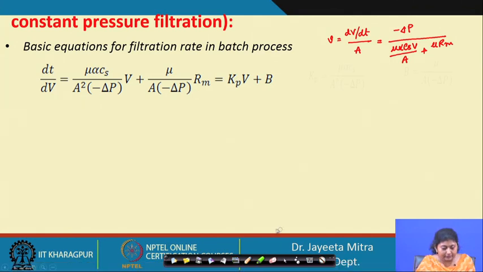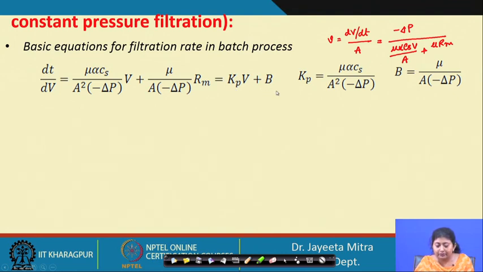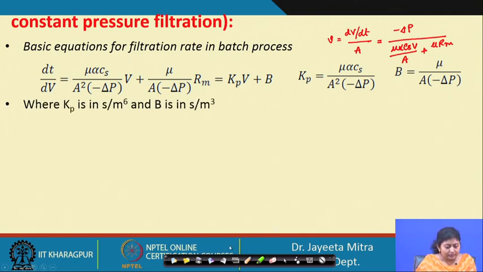Now, we can express this as Kp into V plus B. So, Kp will be mu into alpha Cs by A square minus delta P. Similarly, B will be mu divided by A minus delta P. The unit of Kp will be second per meter to the power 6 and the unit of B is second per meter cube.